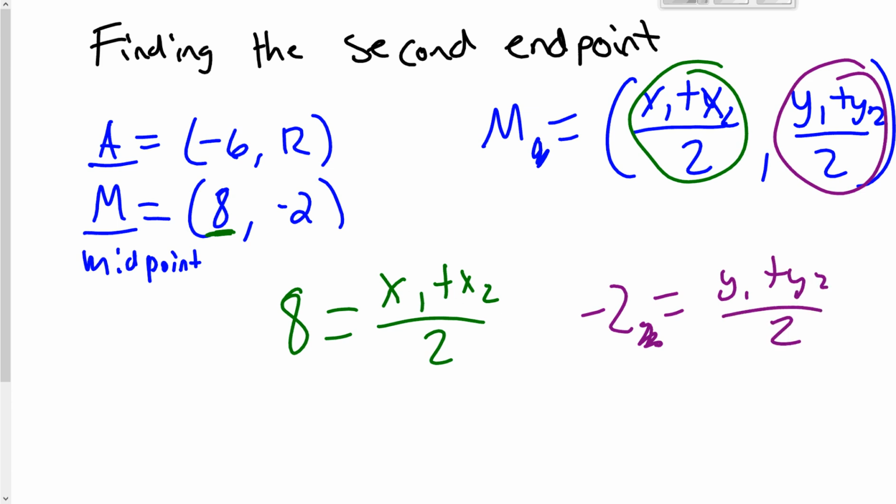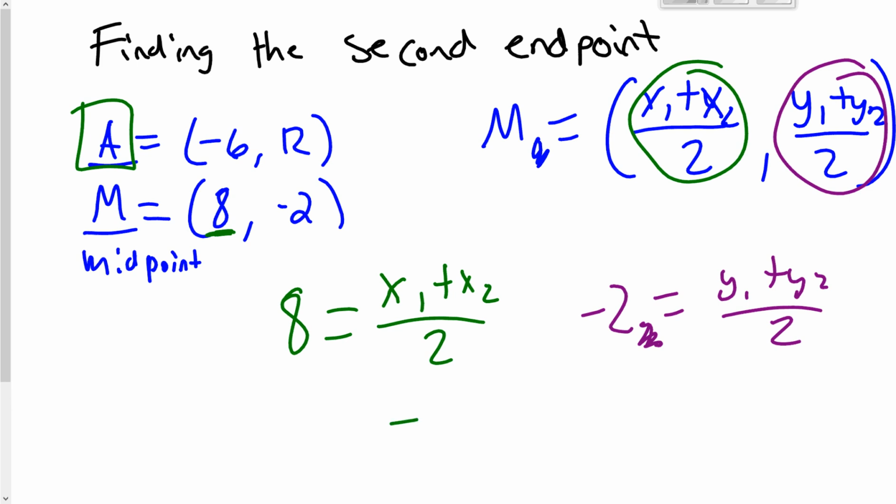So now I want to find out what x1 and x2 is. Well, x1 and x2 and y1 and y2 just represent the 2 points, the 2 endpoints. Well, A is one of the endpoints, so you can let negative 6 and 12 be x1 and y1, or you can let it be x2 and y2.